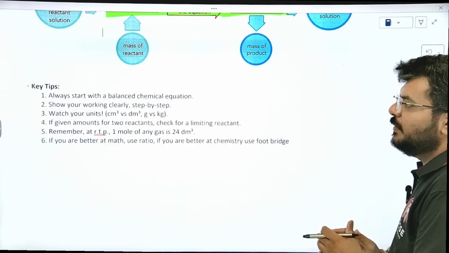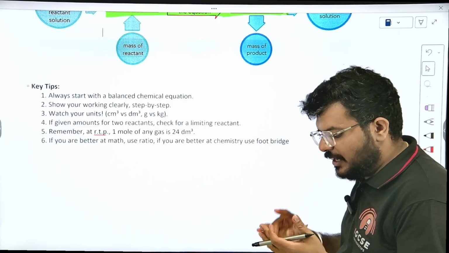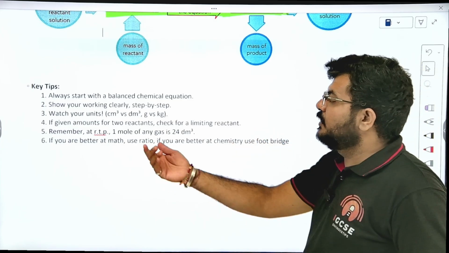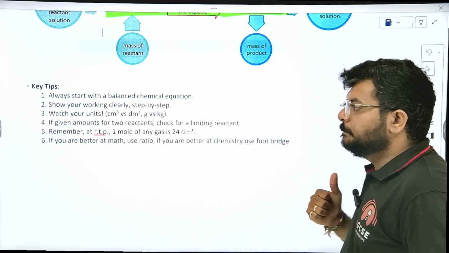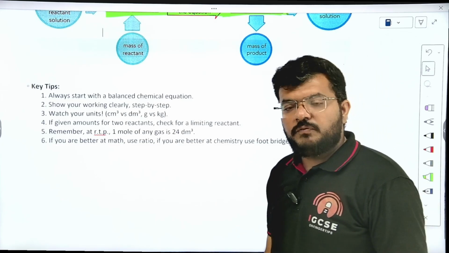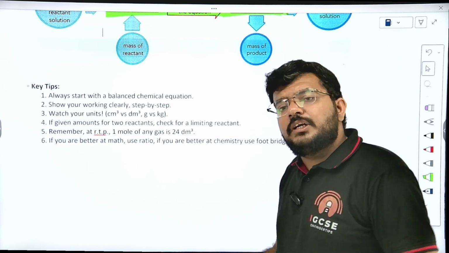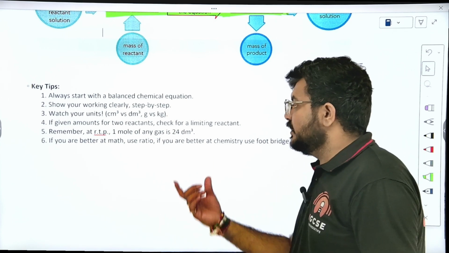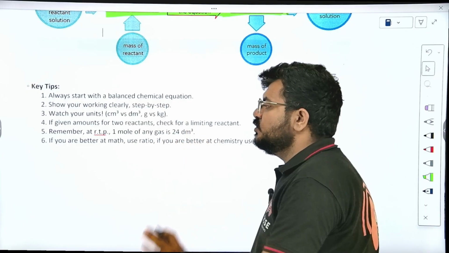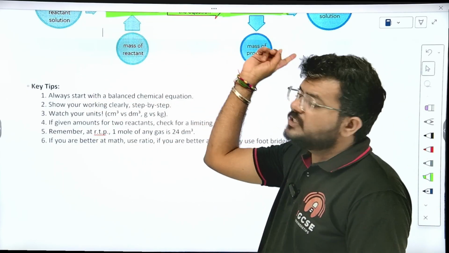What are the things that you should remember? Always start with the balanced chemical equation. Show your working clearly, step by step: formula, what values did you put in, and how did you find your answer? Watch your units. As I said, centimeter cube, dm cube, kg and gram, right? If given amounts of two reactants, check for the limiting reagent. If both the reactants' amounts are given, one of them has to be a limiting reagent. They will not tell you that it is a limiting reagent question, but still it can be a point to remember. Remember, at RTP, 1 mole of any gas is 24 dm cube. And if you are better at math, use ratio. If you are better at chemistry, use this.